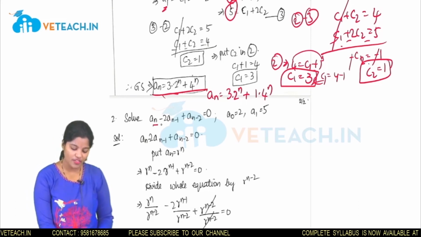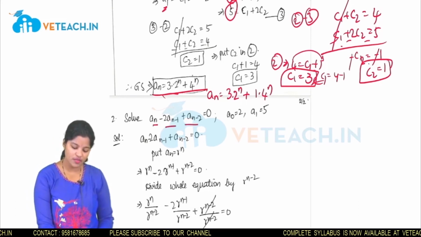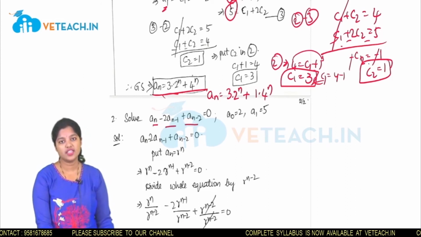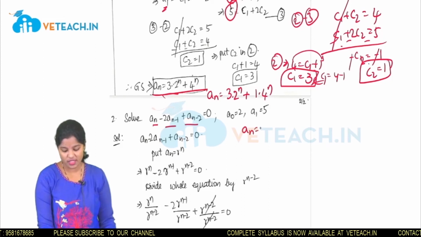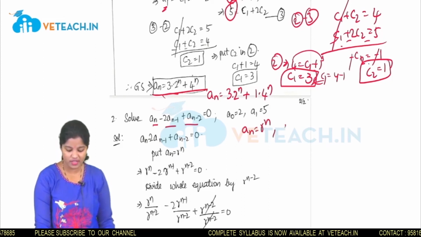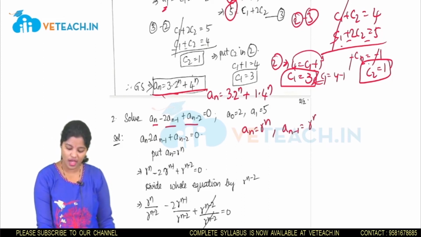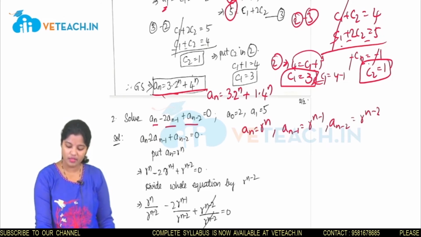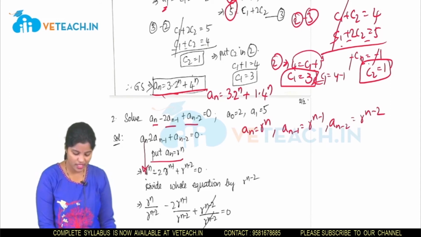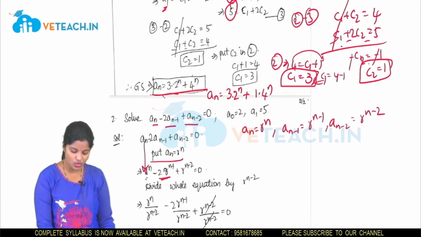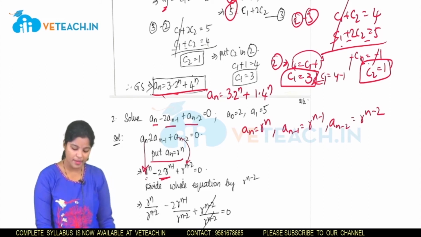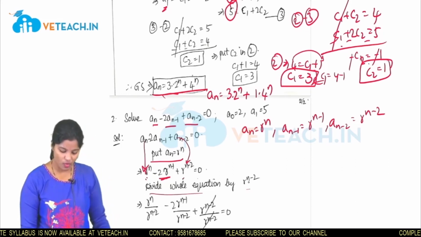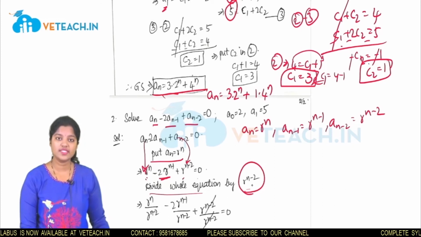Next, solve an is equal to 2 an minus 1 minus an minus 2. So first step is to find the characteristic equation. That is, an means we put r power n, an minus 1 means r power n minus 1, an minus 2 means put r power n minus 2. This equation transforms into r power n minus 2 into r power n minus 1 plus r power n minus 2 equals 0. Divide the whole by r power n minus 2, the least power.